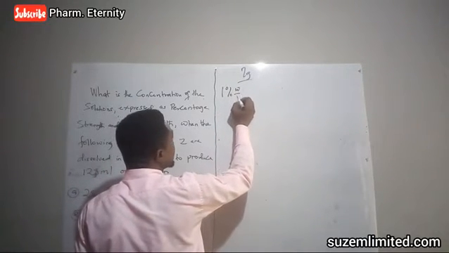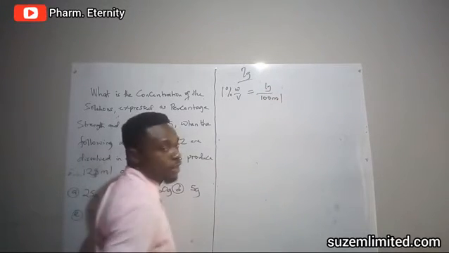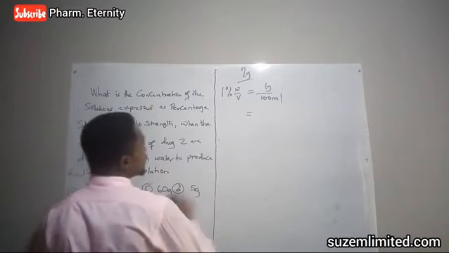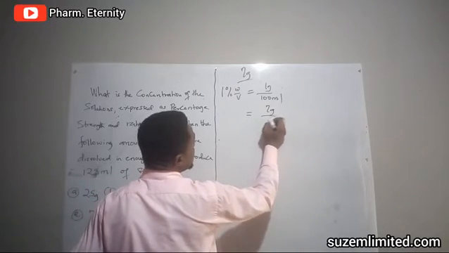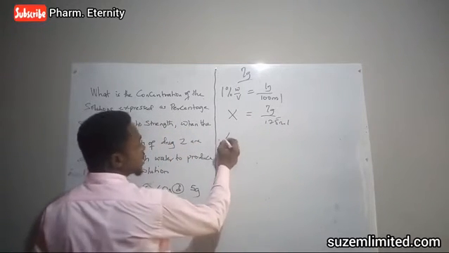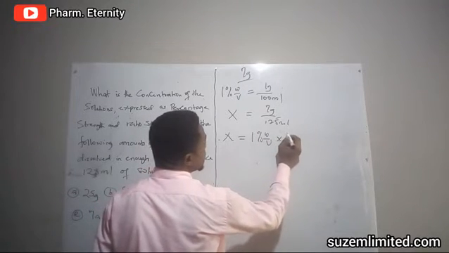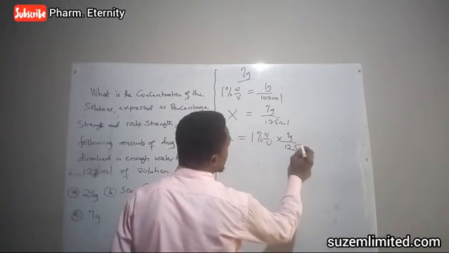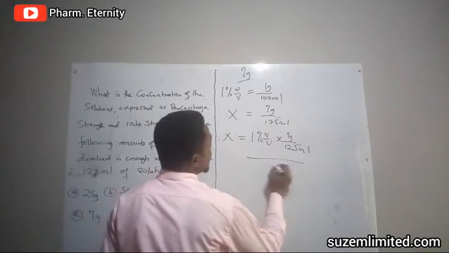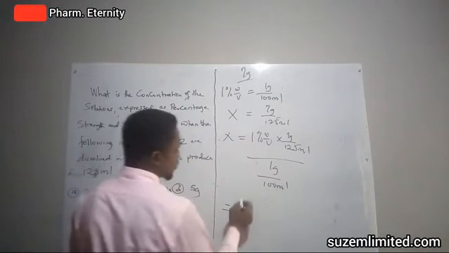Remember, 1% weight per volume is equal to 1 gram over 100 ml. What it implies is that we have 7 grams in 125 ml. So 7 grams in 125 ml will give us X, which we don't know. So X is 1% weight per volume times 7 gram over 125 ml, divided by 1 gram over 100 ml.